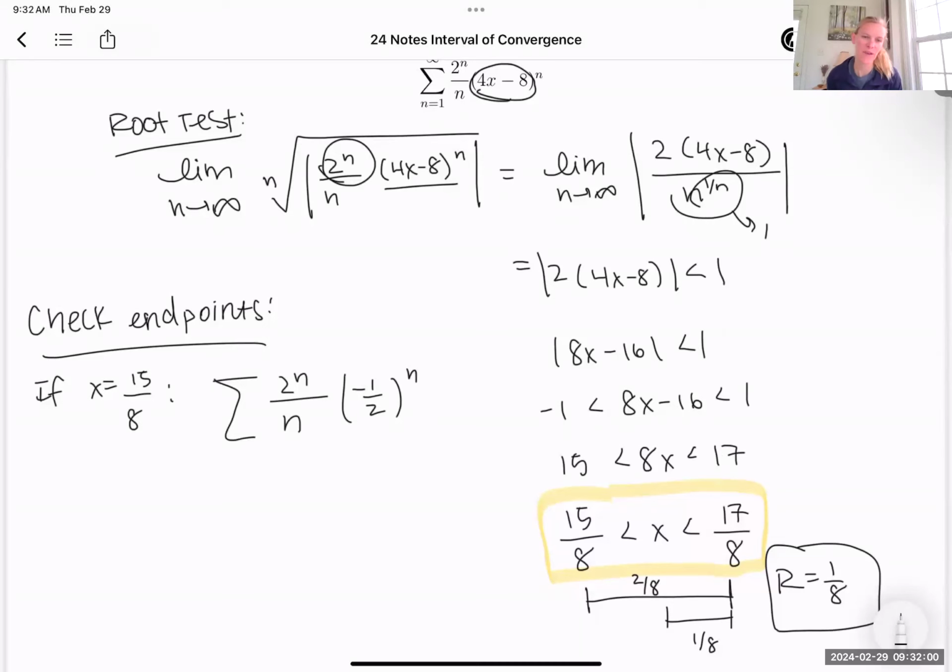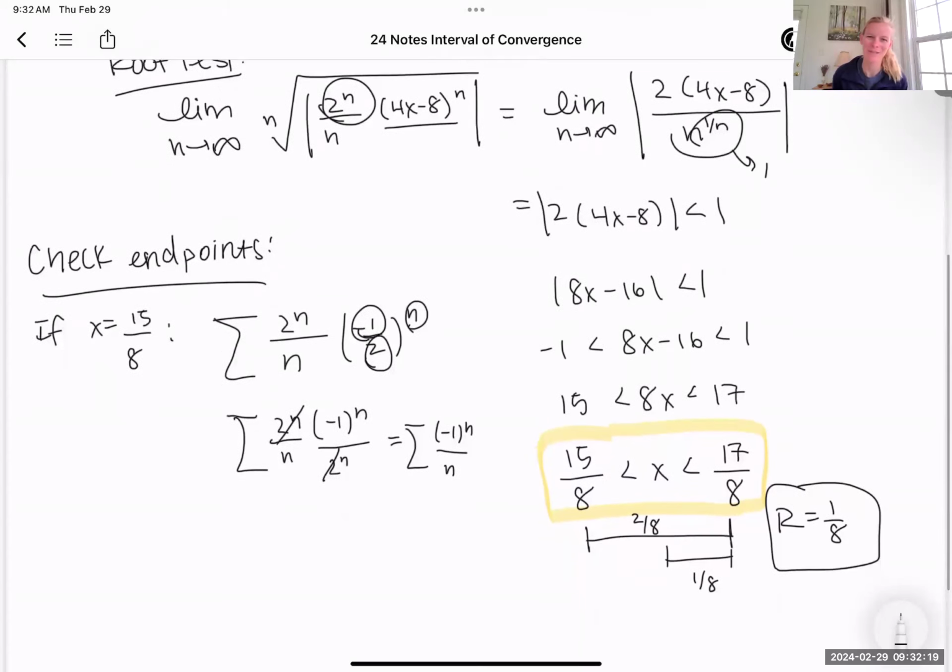So now we need to simplify this so we can figure out what this expression does. It looks like I'm going to have a -1 to the n from here. I'm going to have a 2n still in the numerator. This is going to give me a 2 to the n and an n. The 2 to the n's cancel out. So we're left with -1 to the n over n. An easy alternating series test will tell us that this converges. And so we need to include the 15/8 in our interval of convergence.